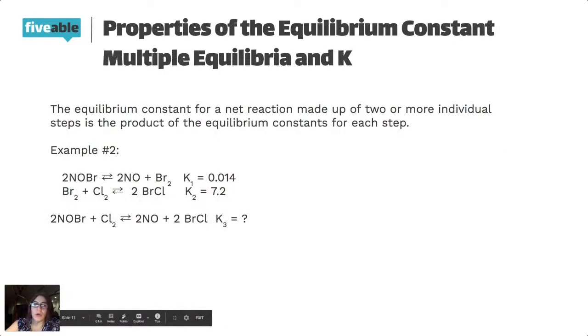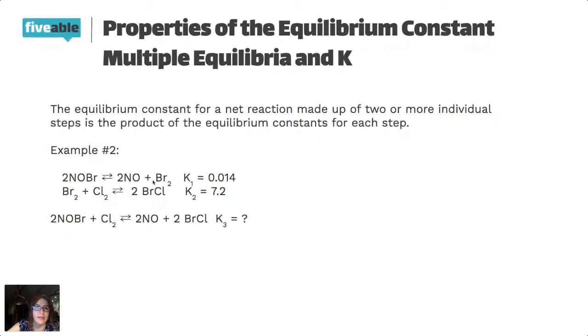Okay, so another property of the equilibrium constant: when we have multiple reactions, like in a reaction mechanism, when we have several reactions that will give you the overall. The equilibrium constant for a net reaction made up of 2 or more individual steps, remember the elementary steps in kinetics, would be the product of the equilibrium constants of each step.